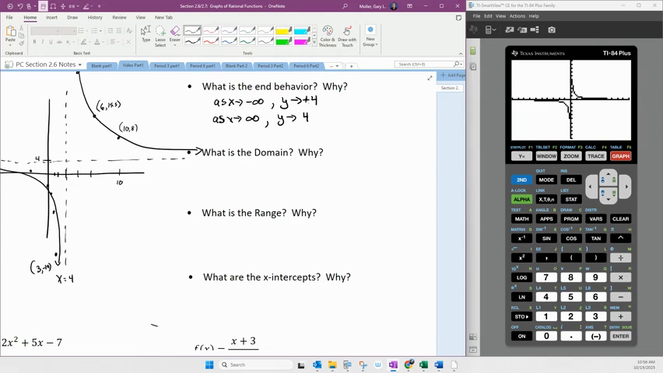What is the domain? All numbers can work except for 4. So my domain are all the x's such that they belong to negative infinity to 4 and 4 to infinity. The range. Well, we seem to take on every y value except for that horizontal asymptote. I don't see that we have any value of 4. So it looks like we have all the y's such that negative infinity to 4 and 4 to infinity. Now they're both 4. That's a coincidence.